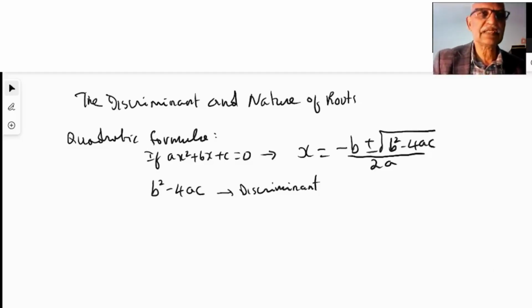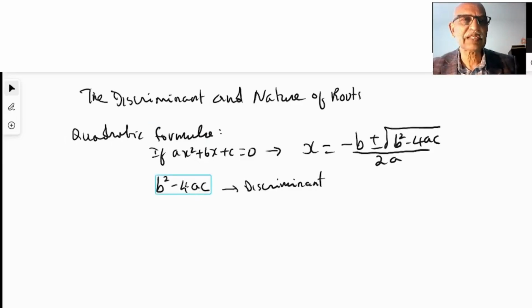Okay, today's lesson is the discriminant or the nature of roots. Nature of roots means what kind of roots, what kind of zeros they are. So the first thing we should know is the quadratic formula. The discriminant comes from the quadratic formula.